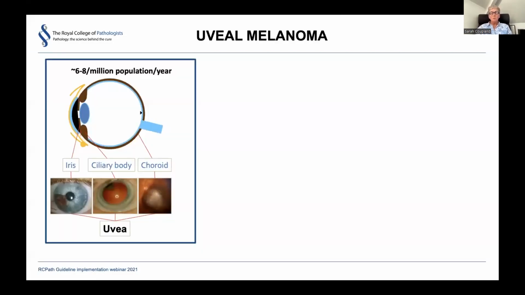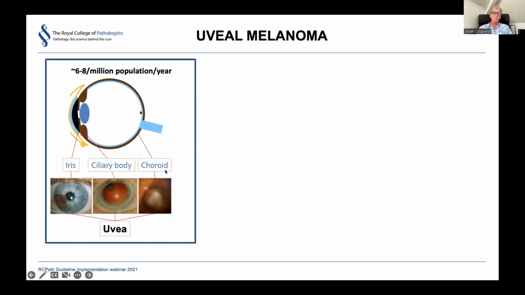So I was speaking about uveal melanoma, which is a rare primary intraocular tumor which occurs in adults with approximately 6 to 8 per million per year in the UK. So that equates to approximately between 600 to 800 in Great Britain. And these melanomas arise in the uveal tract, which comprises the iris, the ciliary body, and the choroid.